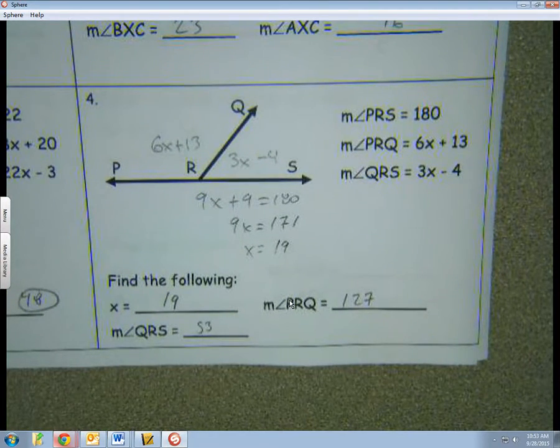Alright, so that's basically what you're doing. I mean, there'll be kind of different setups, different alignments, but this is pretty much what's going on with angle addition.